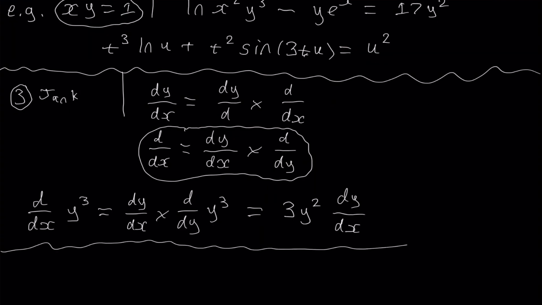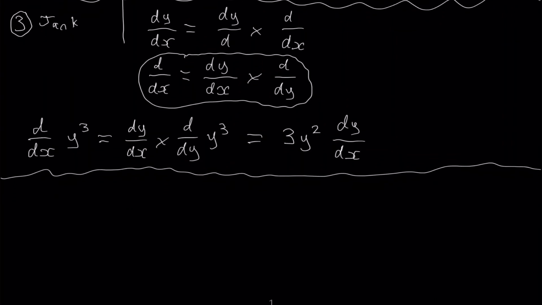Now the second, less janky way to think about this is just to consider the chain rule on our function itself. So let's consider differentiating y to the power of 4 with respect to x.